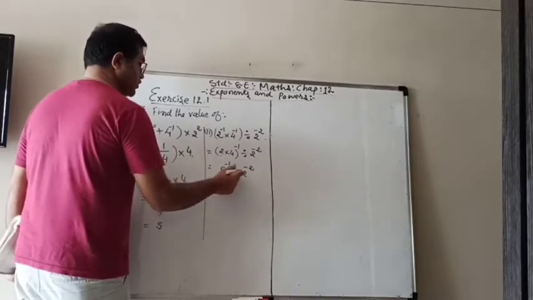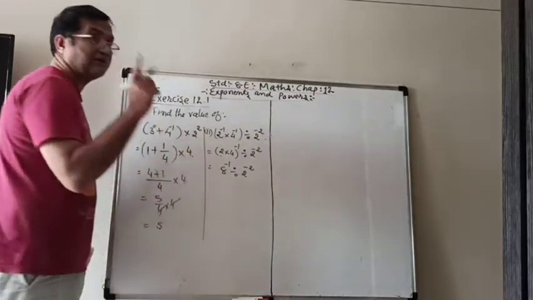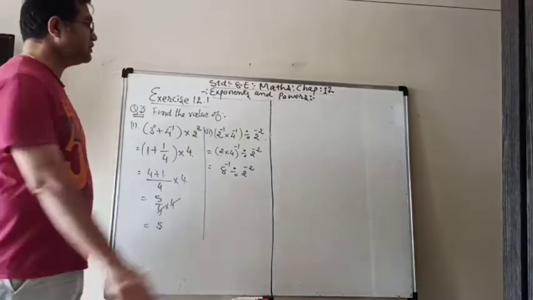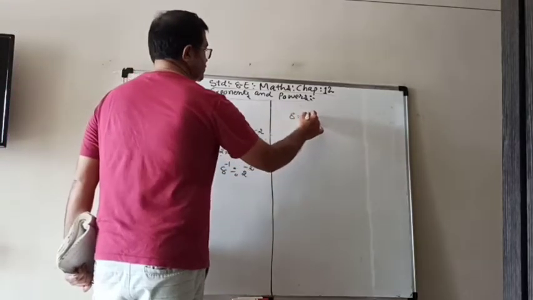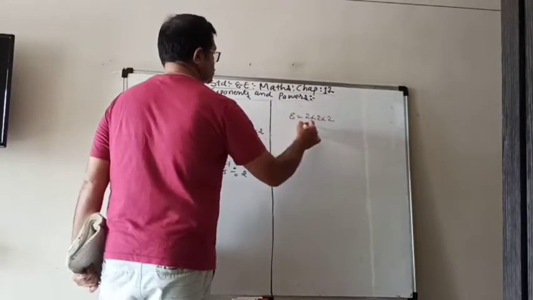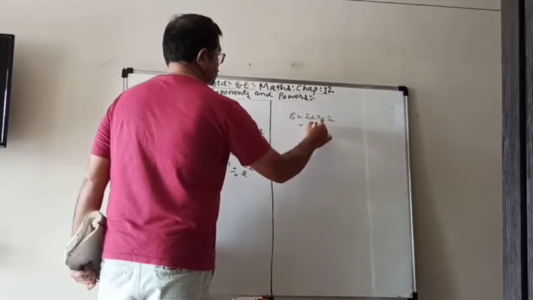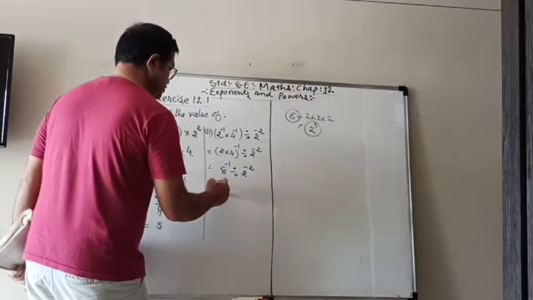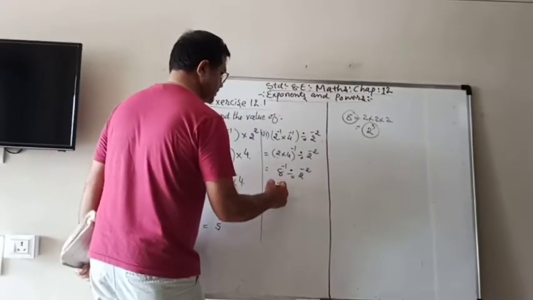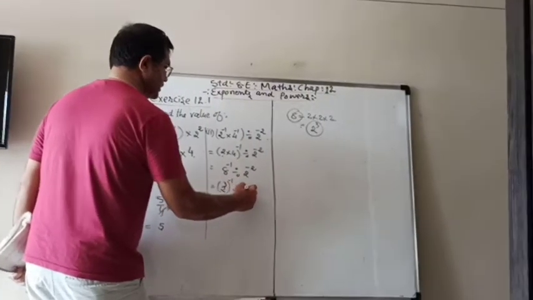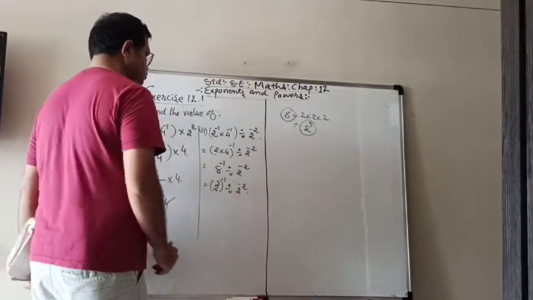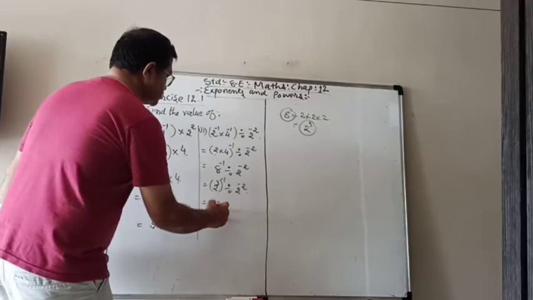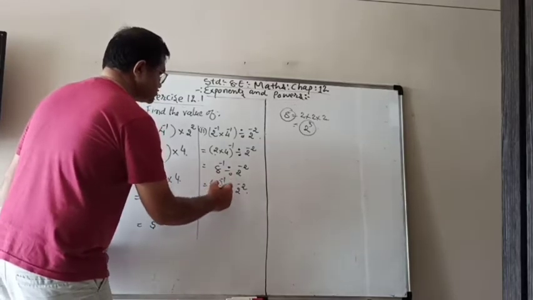But now here if you want to apply the rule, base should be equal. So how can we write down 8? We know that 8 is equal to 2 cube. So in place of 8, we can write down 2 cube. So here we write down 2 cube raised to minus 1 divided by 2 raised to minus 2. So here it is equal to 2 raised to 3 into minus 1.